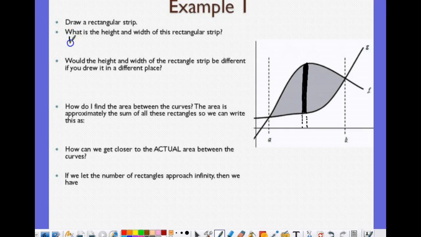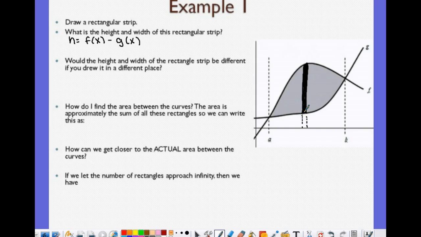So we'll say that h is f of x at some point minus g of x at that same point. It doesn't matter if you use c or x. It's just saying that whatever value I plug in, I want this point here to be the same as that point there. So if I pick my height in terms of x, then my width also has to be in terms of x.